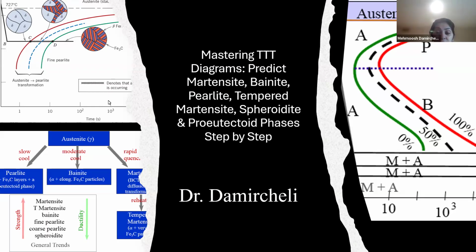And third, and most importantly, we work through practice problems for 0.45 weight percent carbon steel, and we will calculate the fractions of different final microstructures, meaning how much martensite, bainite, and pearlite we have, depending on the cooling rate and the time that we hold at that temperature. Okay, so, let's start.